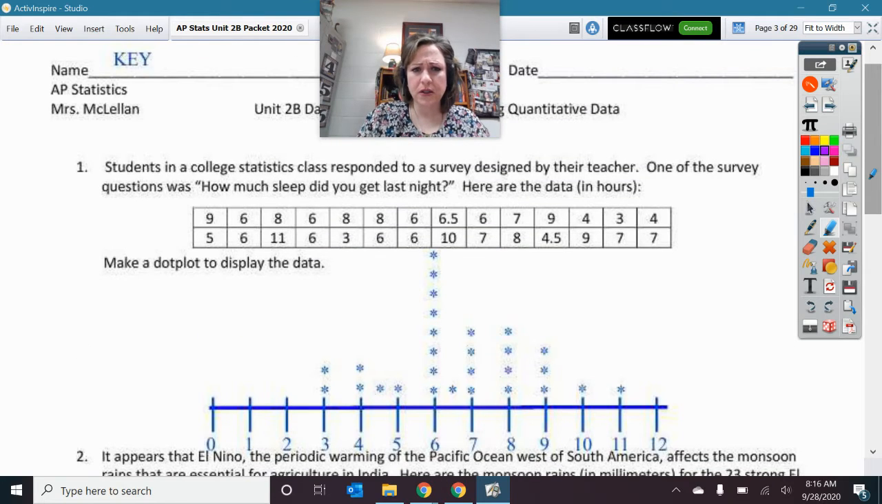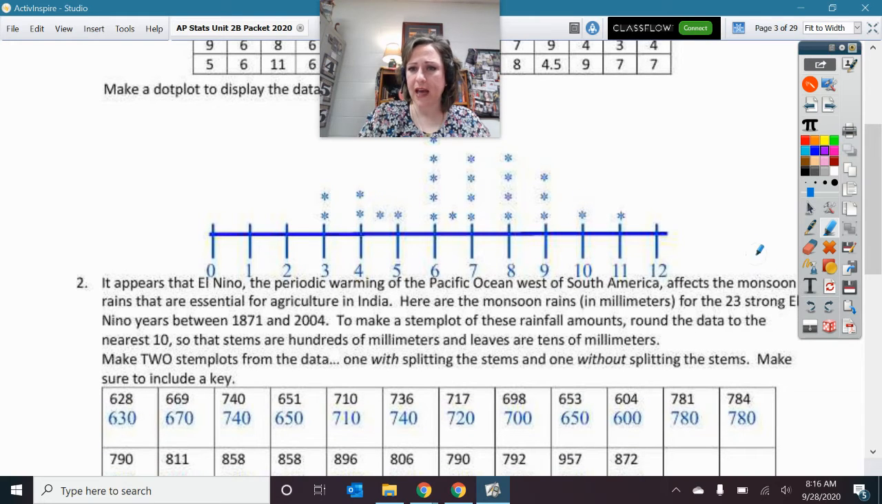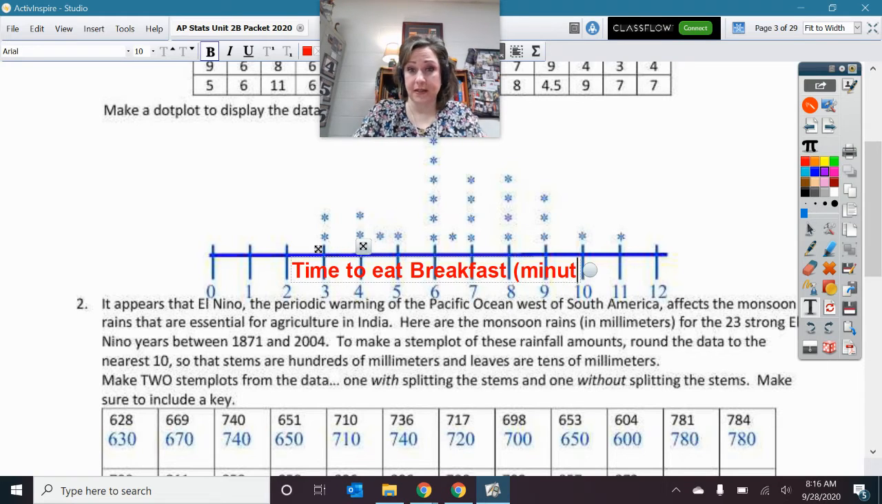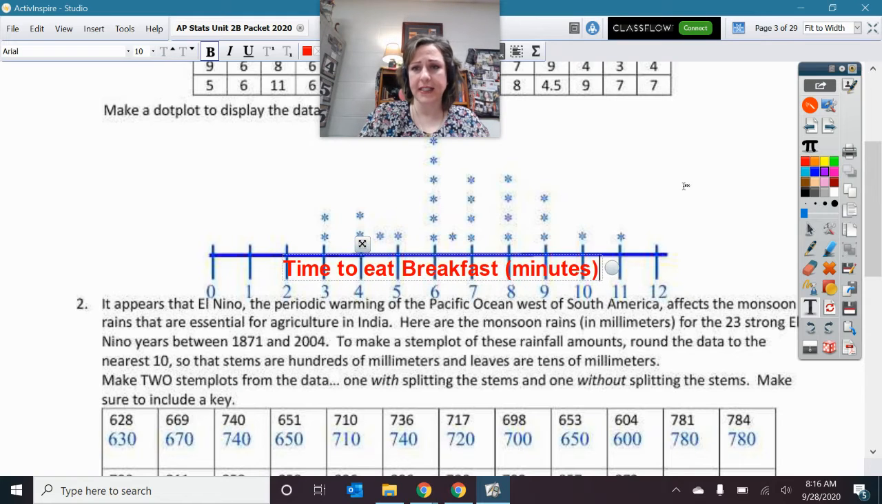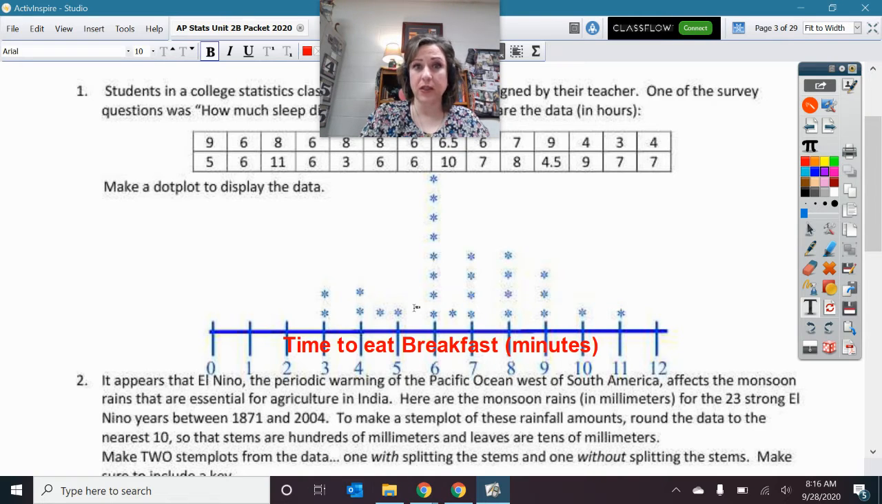Oh, you know what I didn't do? I didn't label. And so, I see that missing. All right, so here we have the data from 0 to 12. And what I need to make sure that I type in there is the label, which would have been here. And I think this problem is the time to eat breakfast. Okay, breakfast. And it was in minutes. Okay, so there you go. That emphasizes that you have got to have that label in there.